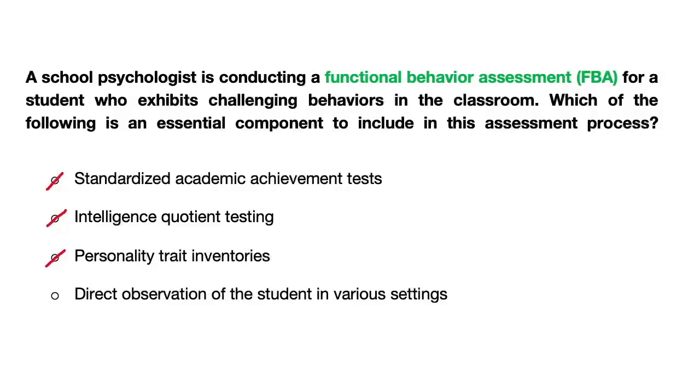challenges. We would not choose personality trait inventories since those assessments measure personality characteristics, and they're not typically used in an FBA because they are looking at personal dispositions and characteristics rather than behaviors. The best choice for this question is direct observation of the student in various settings. Direct observation is a critical component of a functional behavior assessment, as it allows the school psychologist to gather information about the context in which the challenging behavior occurs. It can also identify potential triggers of the behavior and understand the consequences that maintain that behavior.